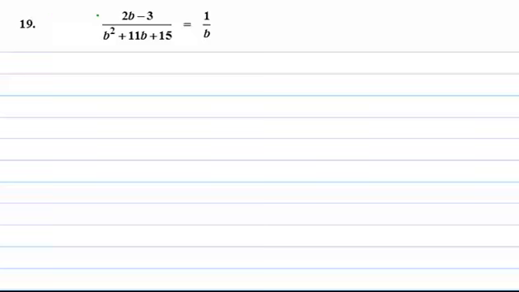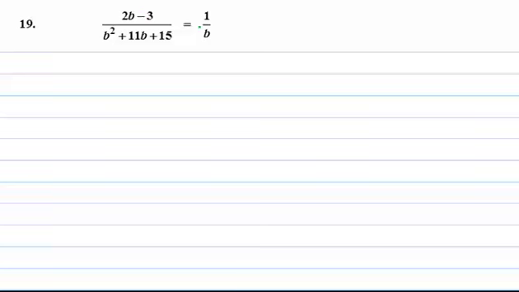Now, this is our special case. If we didn't recognize that, we could solve it in the usual manner. In other words, we could factor this first denominator, find the LCD, and multiply every term, and there's only two terms, by that LCD. But it's the special case.